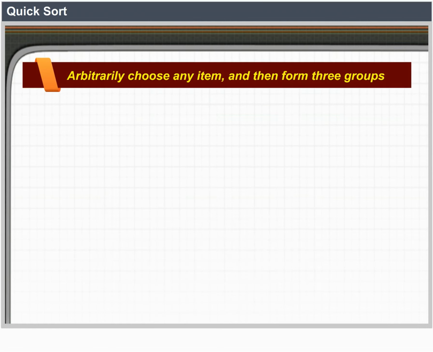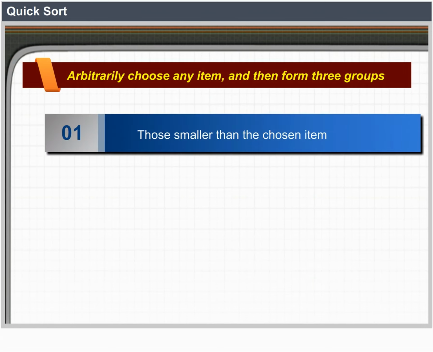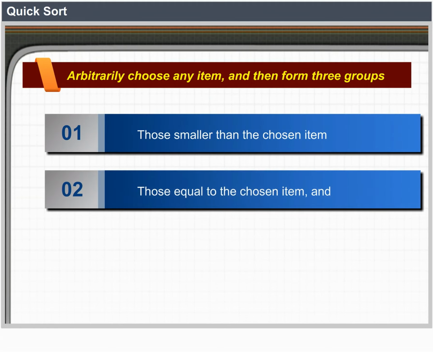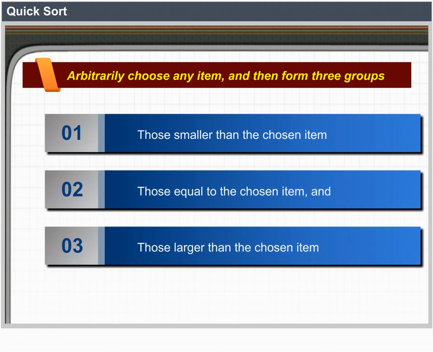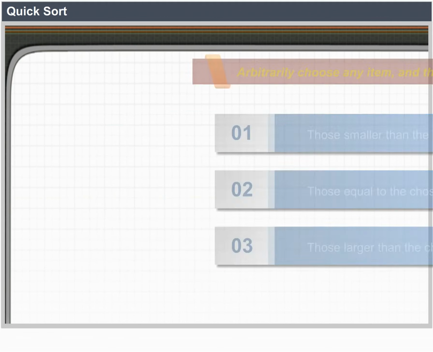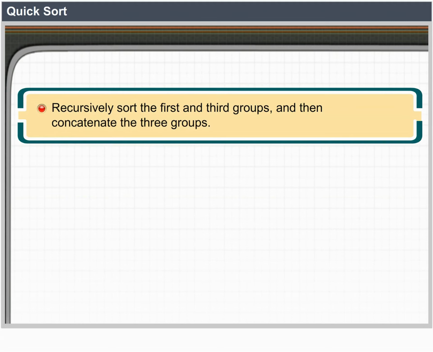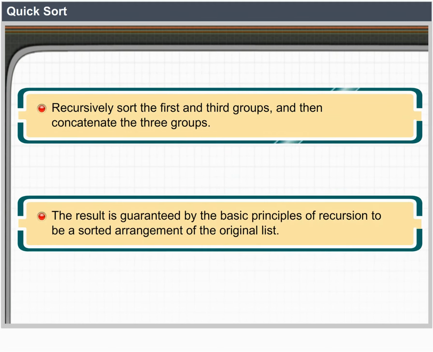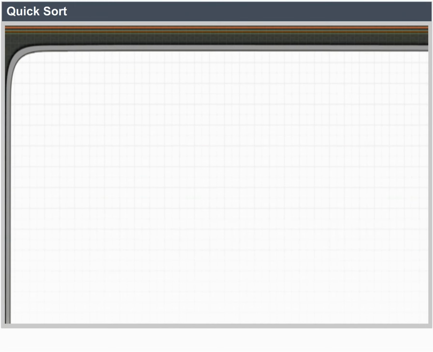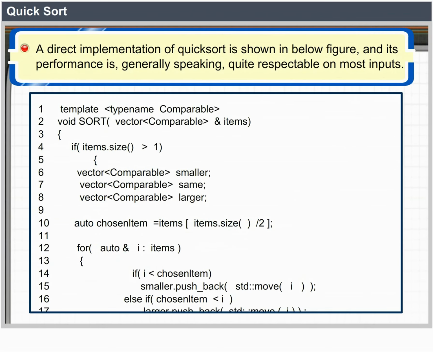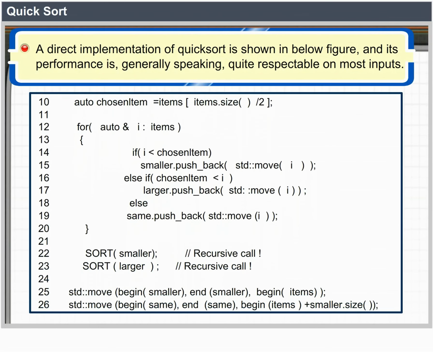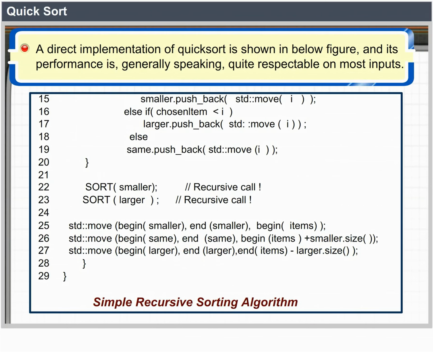Arbitrarily choose any item and then form three groups: those smaller than the chosen item, those equal to the chosen item, and those larger than the chosen item. Recursively sort the first and third groups and then concatenate the three groups. The result is guaranteed by the basic principles of recursion to be a sorted arrangement of the original list. A direct implementation of quicksort is shown in the below figure, and its performance is generally speaking quite respectable on most inputs.